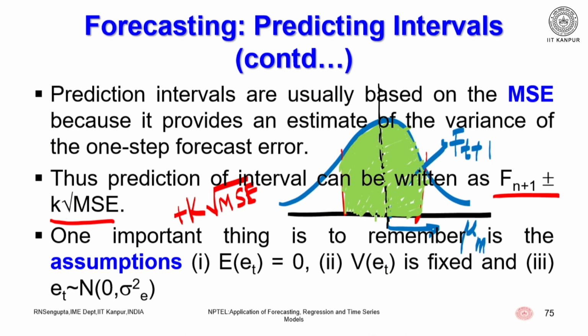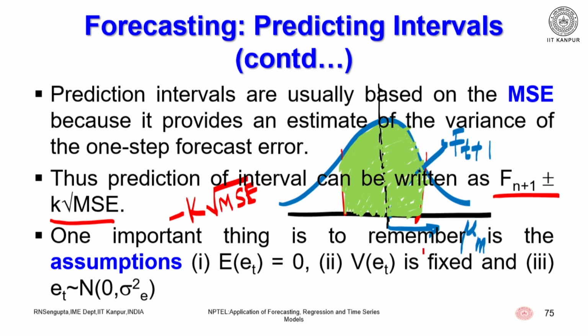So, again, if it is 1 standard deviation to the left, this k remains 1, square root of MSE remains as it is, only the sign is minus because you are on the left hand side. So, plus minus is basically coming from this, and remember this is F t plus 1. So, even though it is given in the formula as F n plus 1, technically it is F t plus 1.